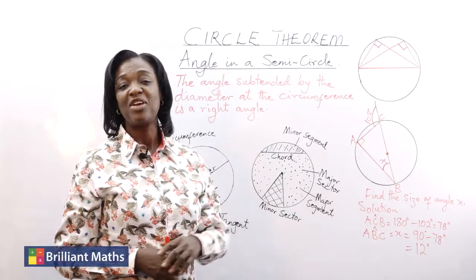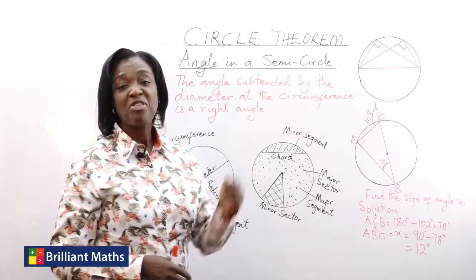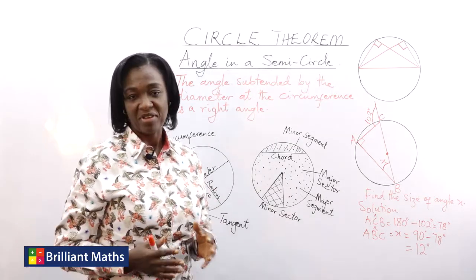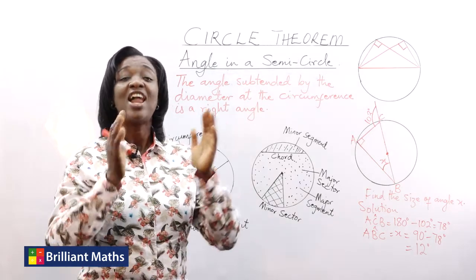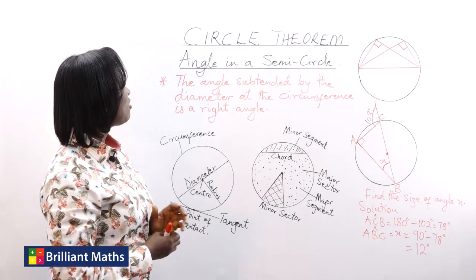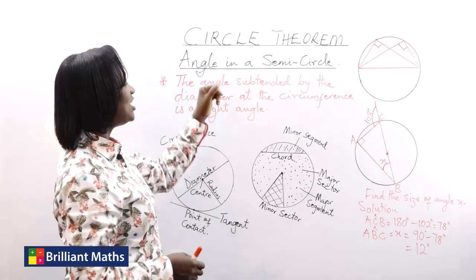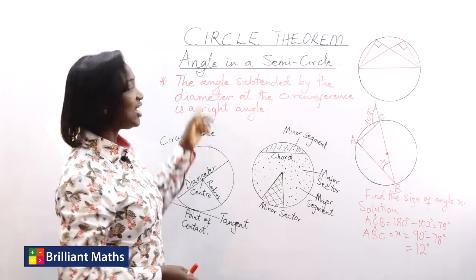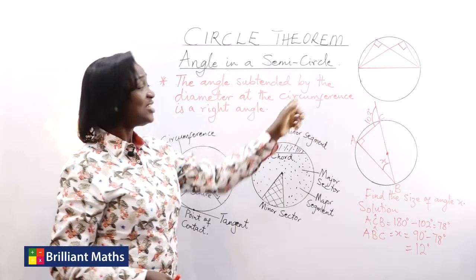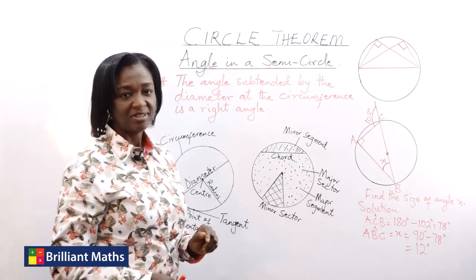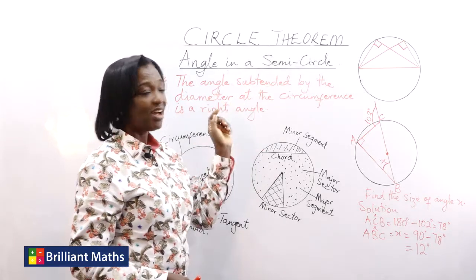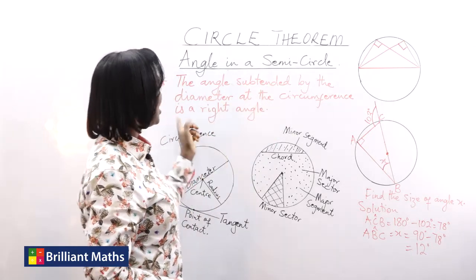In this lesson, we are going to be looking at circle theorems. Circle theorems is actually a very interesting topic. All you need to do is be alert. Look out for the facts that you'll be given. The first theorem we're looking at today is angle in a semicircle. The theorem says that the angle subtended by the diameter at the circumference is a right angle.